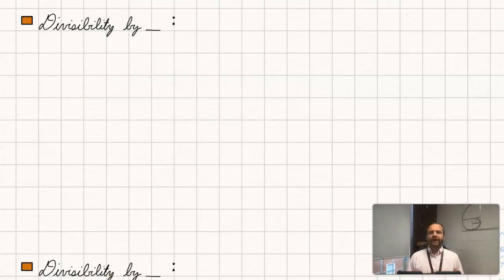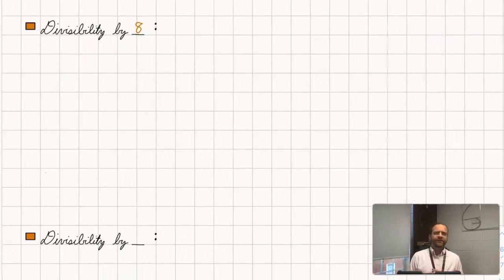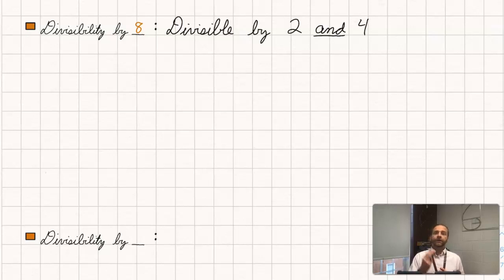So, divisibility by 8. Now this one, let's think about this. Do I know any factors of 8? See, I'm using that vocab word for you: factors. They're numbers that when multiplied can create 8. So do we know any factors for 8? And I do: 2 and 4. If I multiply those together, they create the number 8. So that means 2 and 4 are factors of 8.